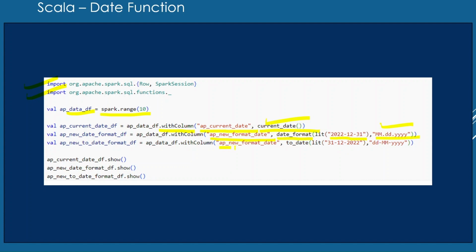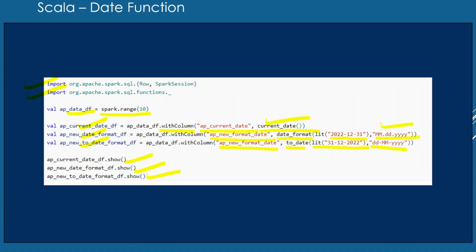The third column is new format date. This is a string type date. I want to convert this string type date to the date type, and the format would be dd MM yyyy. And once these three data frames get created, with the help of the show function, I am going to display the content of these data frames. So let's see how these three functions generally work in Scala.